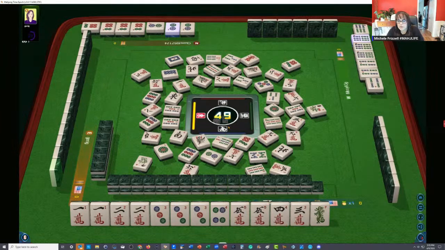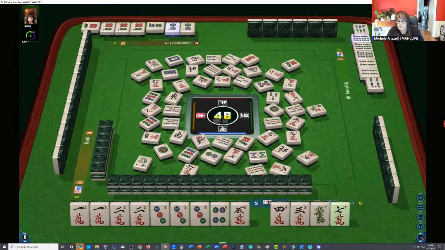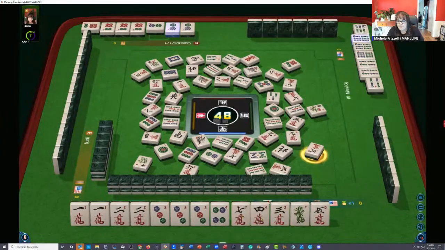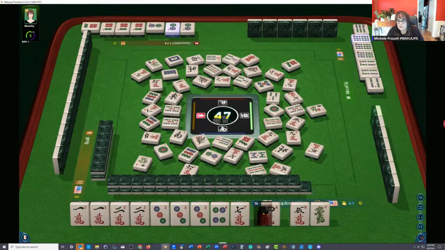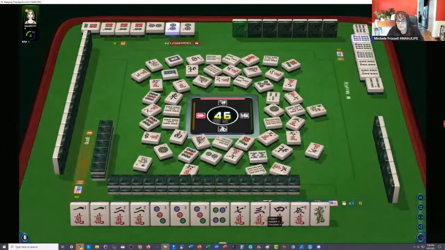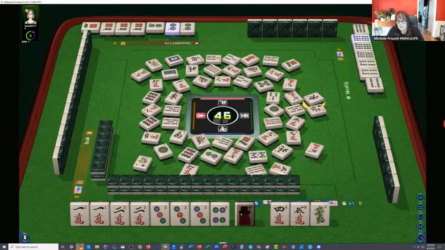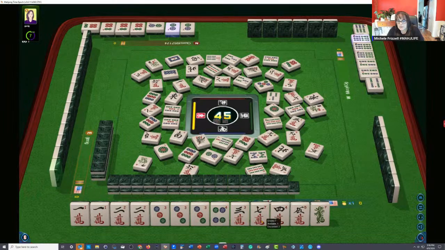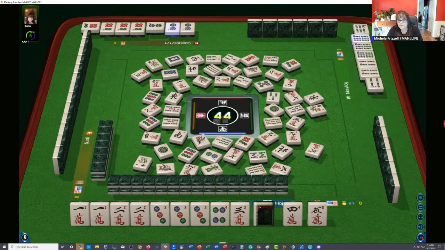We are at 49 tiles remaining. So this would probably be a good time to discard this 5 crack. Nobody wanted it. Okay, now we need to start thinking about safe discards because we're going into the end game in the next 2 picks. The East wind, 3 crack is our safest tile. The green dragon is our riskiest discard, so that's what we're going to discard first.